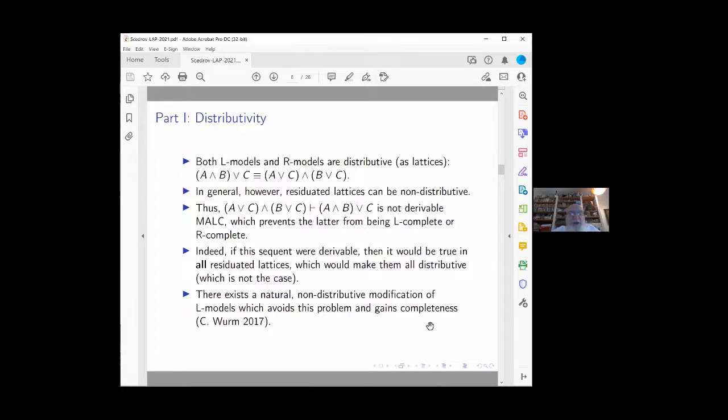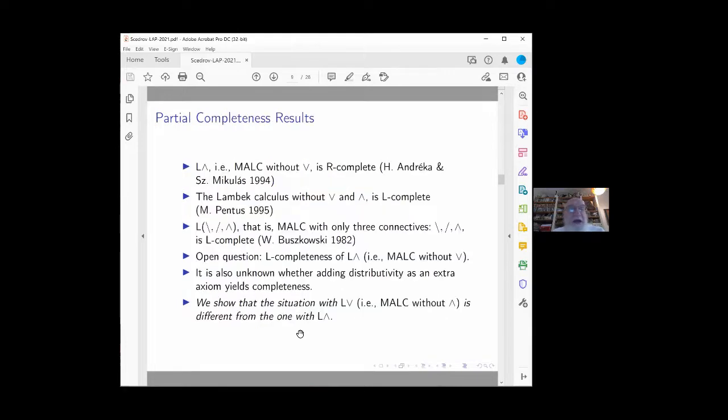Okay. Now, I want to turn your attention to a very interesting recent paper of Christian Worm, who came up with a very natural non-distributive modification of L models, which avoids this problem and gains completeness. There are a lot of partial completeness results. So what I'm going to denote as L conjunction, which for me is going to be the multiplicative additive Lambek calculus without the disjunction, is known to be R complete, that is to say complete with respect to relational models. This is Andreka and Mikuláš, 1994.